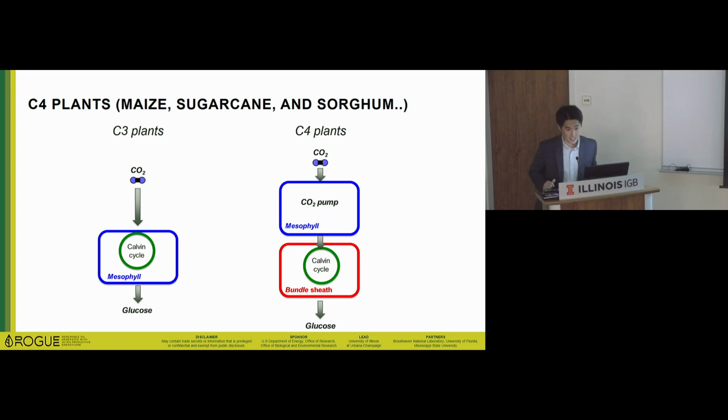So in this slide, I just want you to remember only one thing. The C4 plant has two different cells: one is the mesophyll cell, the other is the bundle sheath cell. In other words, there are two different chloroplasts here, the mesophyll chloroplast and the bundle sheath chloroplast.